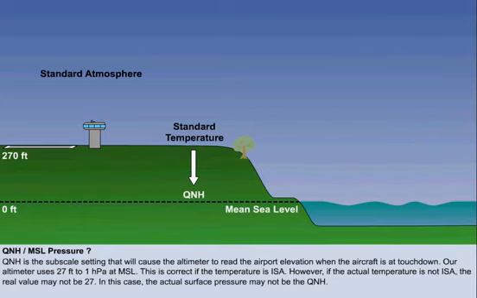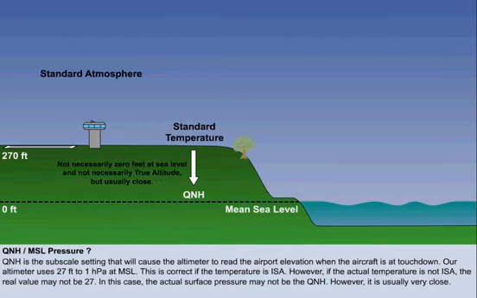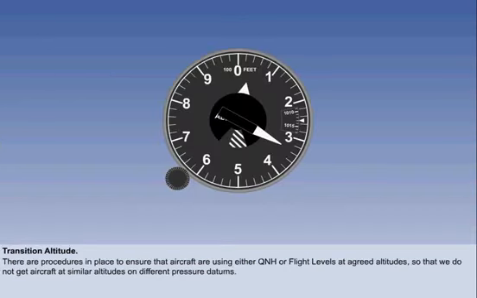Therefore, QNH is defined as that subscale setting which will cause the altimeter to read the airport elevation when the aircraft is at touchdown. It is usually very close to the value which gives 0 feet at sea level, and, unless the temperature deviation from ISA is large, it is usually close to true altitude, but neither of these are correct definitions. We'll now look at when and how we change our pressure settings.